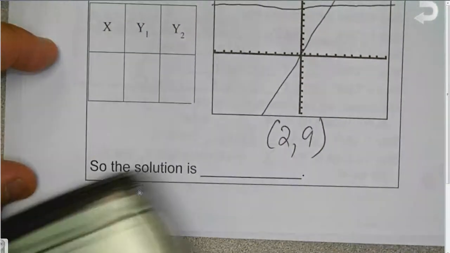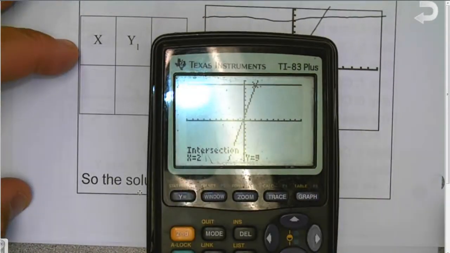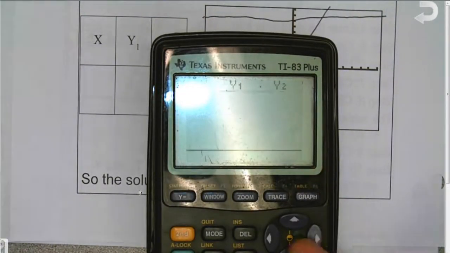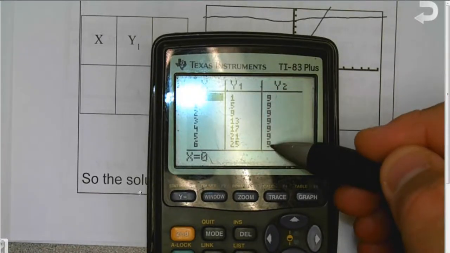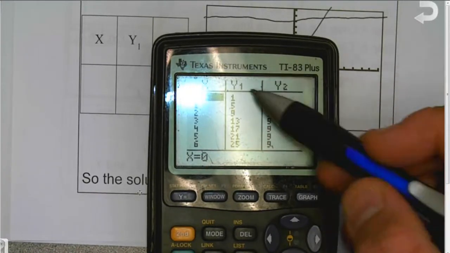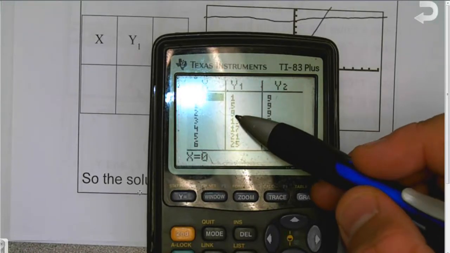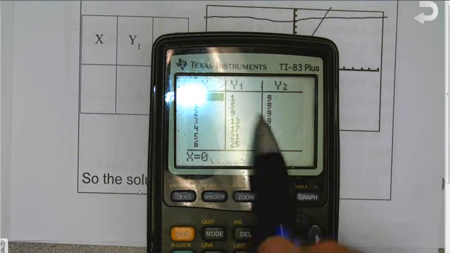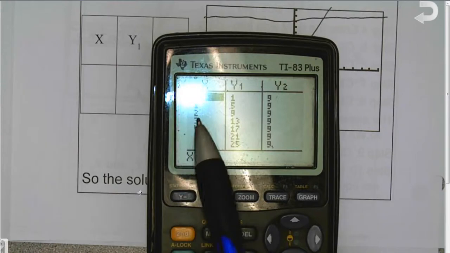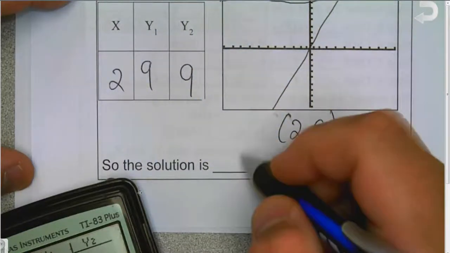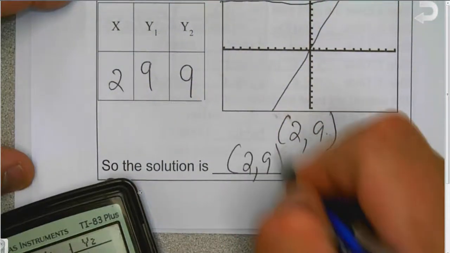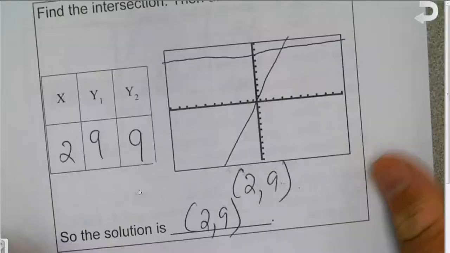I can also go to my table. So if I hit second graph, and I see in my table that all the values are 9 over here in y2. Where the value is 9 at y1, that's where they match up. So my correct answer is 2, 9. And so as my proof, I put 2, 9, 9, and so the solution is 2, 9. Okay?